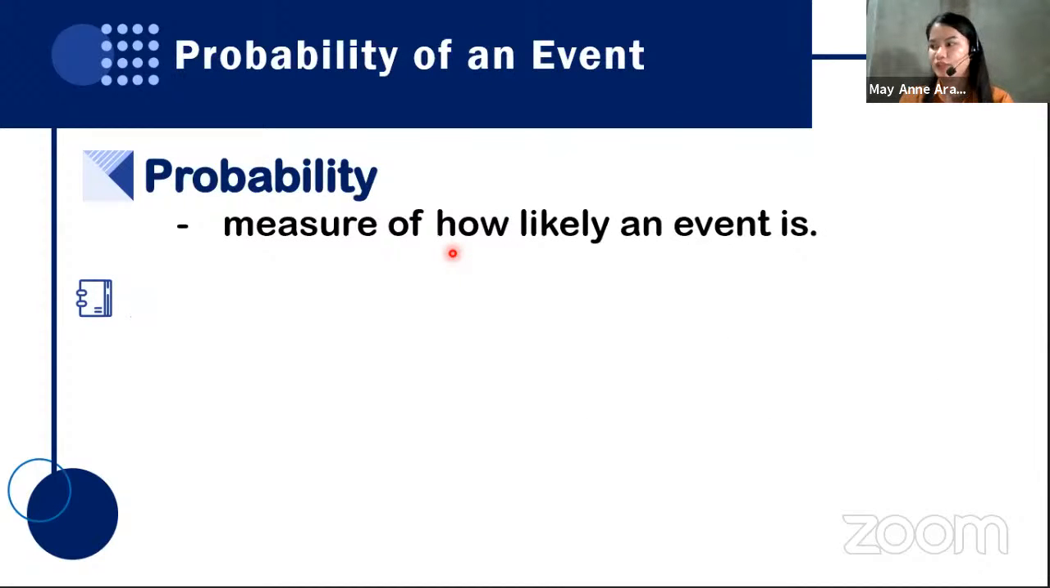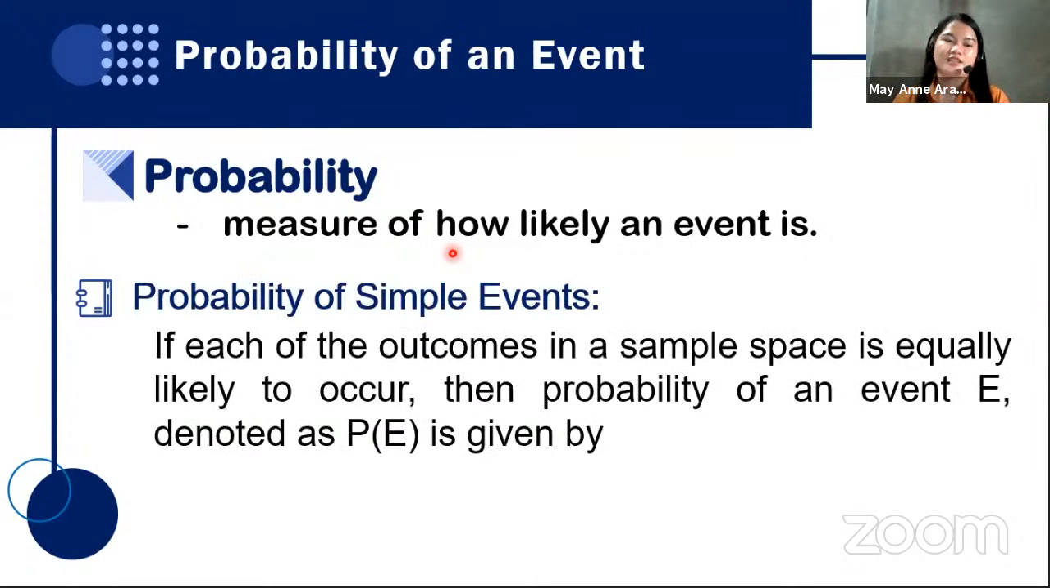Okay, down to the last topic, we have the probability of events. Probability is the measure of how likely an event is. It is expressed in fraction or in decimal or maybe in percent. So first, let us begin with the probability of simple events.